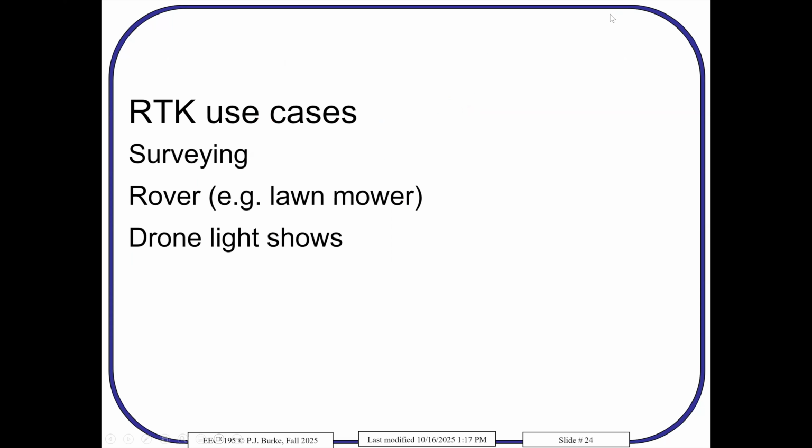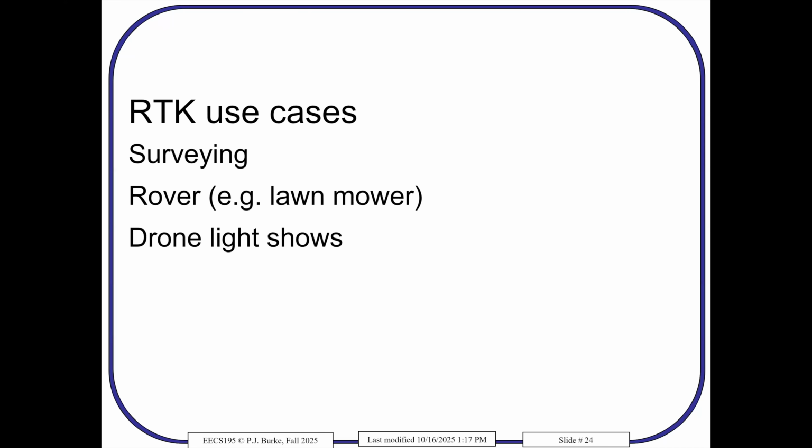Drone light shows use this because the drones are less than a meter apart, so pure GPS doesn't work. And by the way, in drone light shows, they're doing waypoint missions. A drone light show is just a whole bunch of EECS 195 drones flying waypoint missions. It's completely pre-programmed. You press the button and it goes. No pilot interaction until it lands. The whole thing is autonomous, which you're going to do.